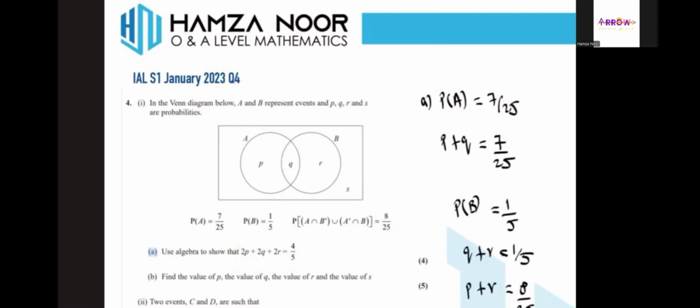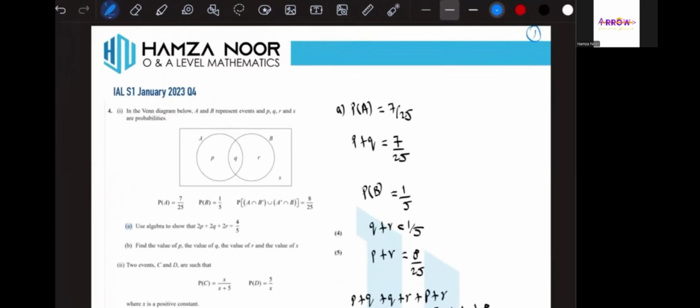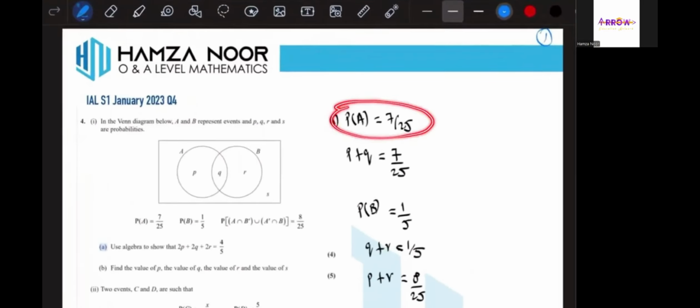First things first, the probability of event A is given to us and B is given to us. When you want to find the probability of event A, this means P plus Q. So we can say that P plus Q is equal to 7 over 25.